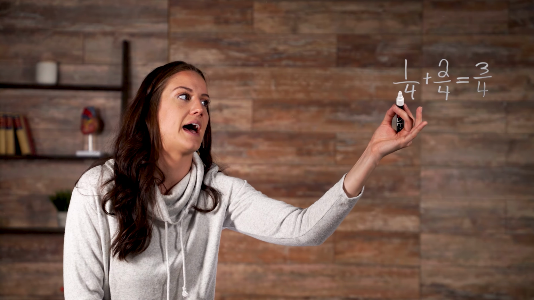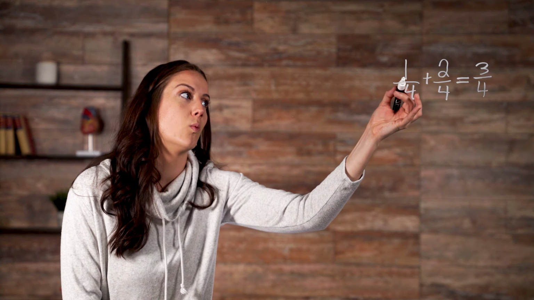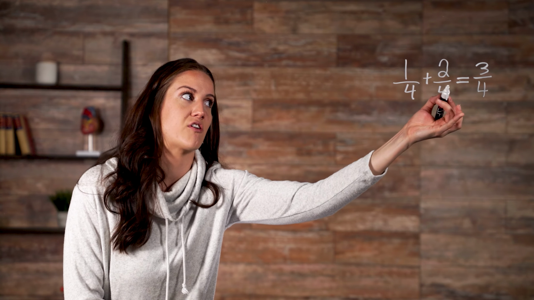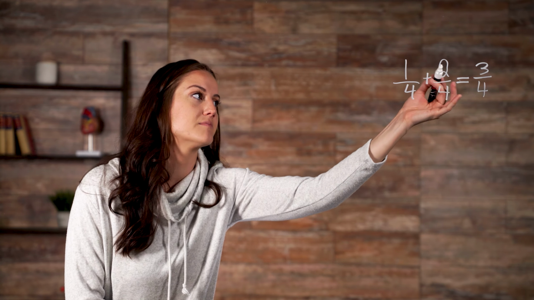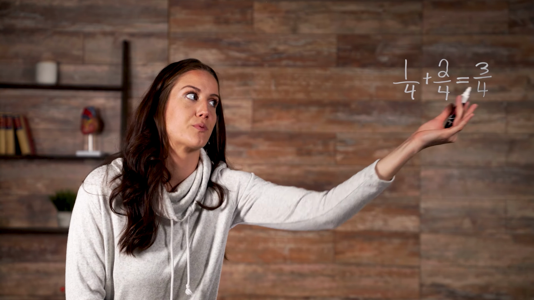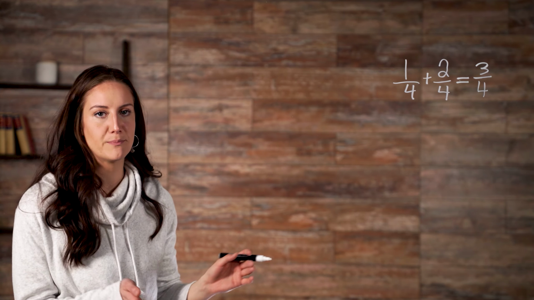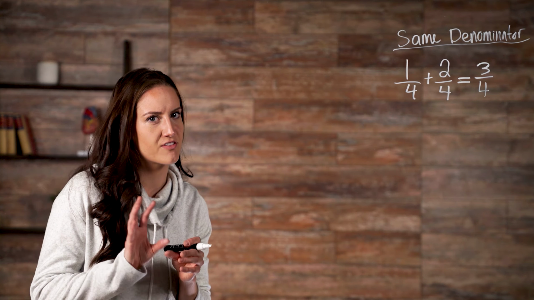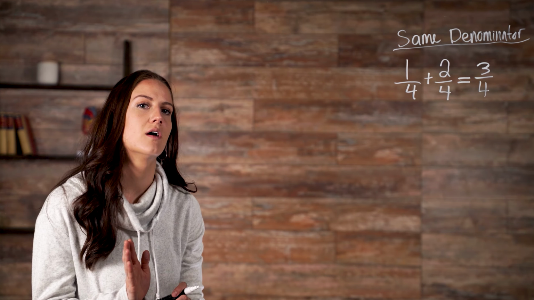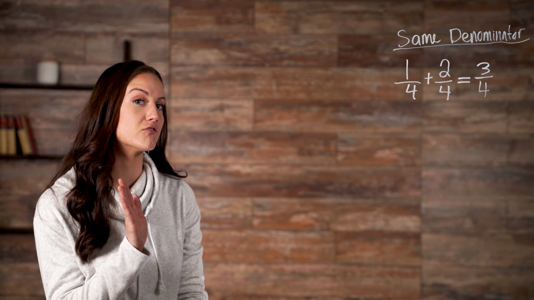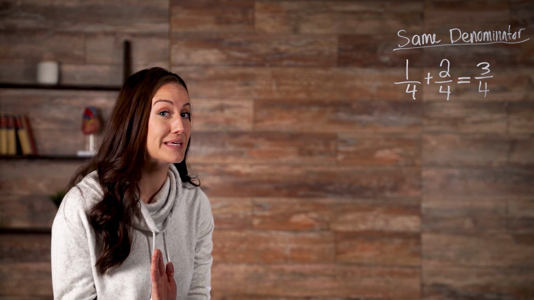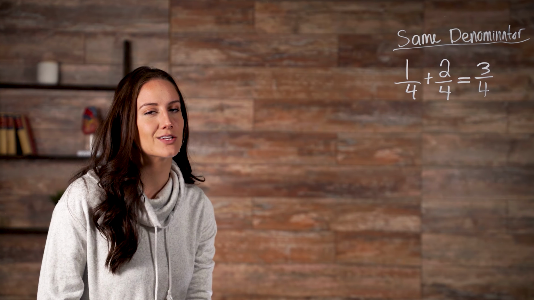All we had to do was add from our first fraction the 1 from our numerator, and from our second fraction the 2 from our numerator. Add them together to get 3, and we just bring over our 4 from the denominator. Simple. But what happens if the denominators are different? Well, in that case, you have to convert the denominators to be the same. So let's take a look at an example.